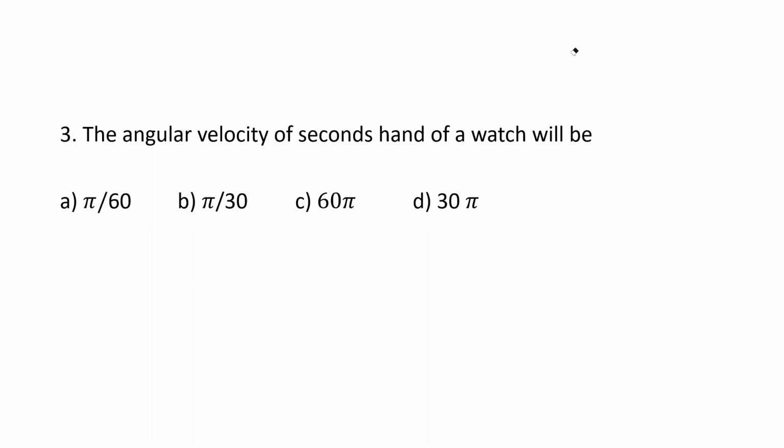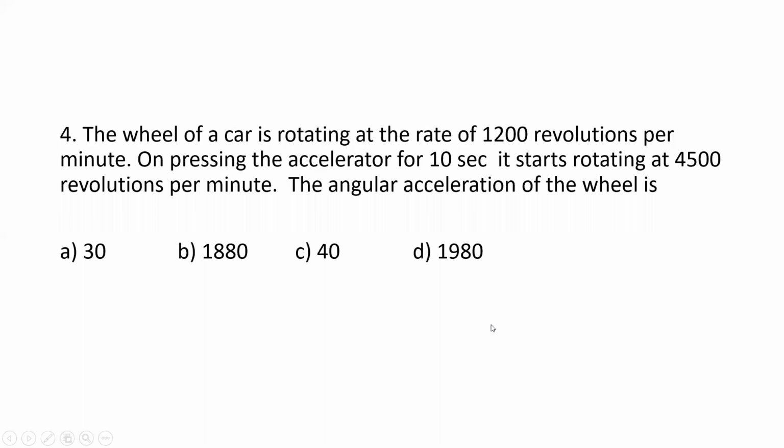Next question. The wheel of a car is rotating at the rate of 1200 revolutions per minute. That is the initial angular velocity value. Next, on pressing the accelerator for 10 seconds, it starts rotating at 4500 revolutions per minute. So when you accelerate it for 10 seconds, it starts rotating at 4500 revolutions per minute. The angular acceleration of the wheel is given by.